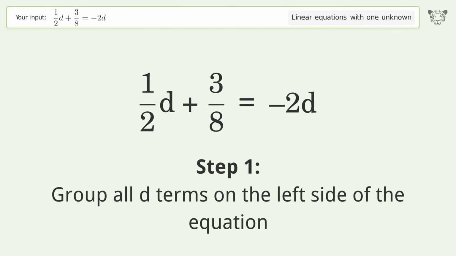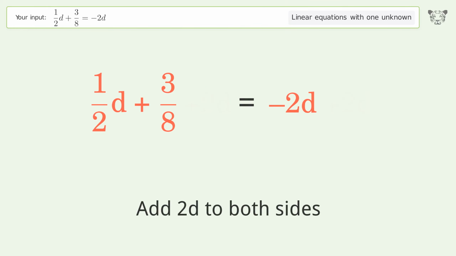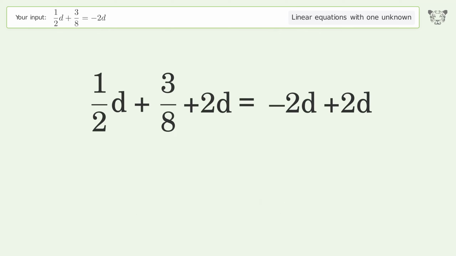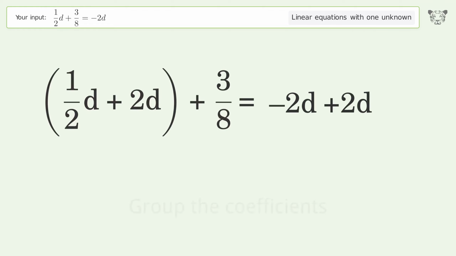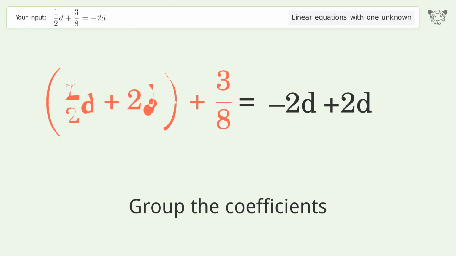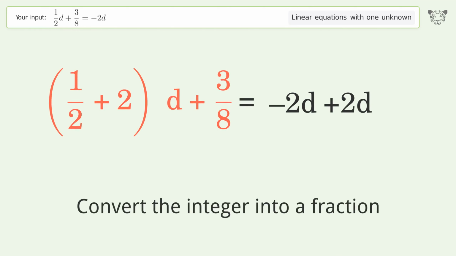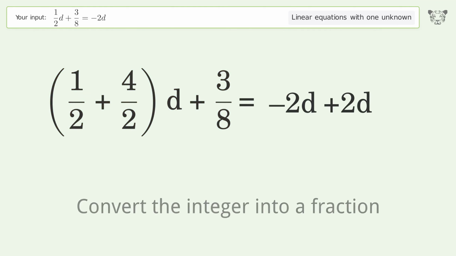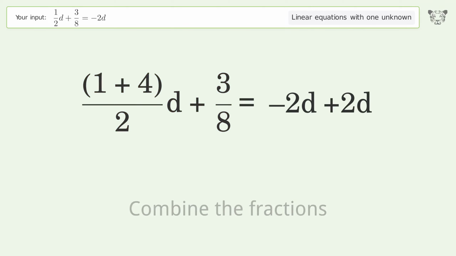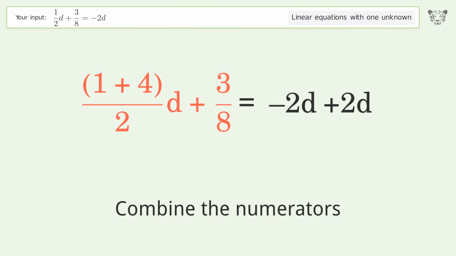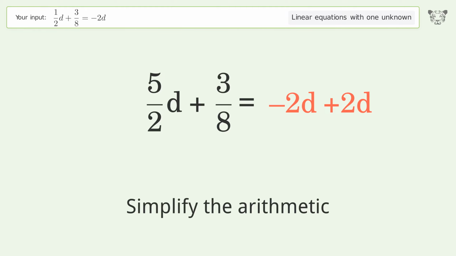Group all d terms on the left side of the equation. Add 2d to both sides. Group like terms. Group the coefficients. Convert the integer into a fraction. Combine the fractions. Combine the numerators. Simplify the arithmetic.